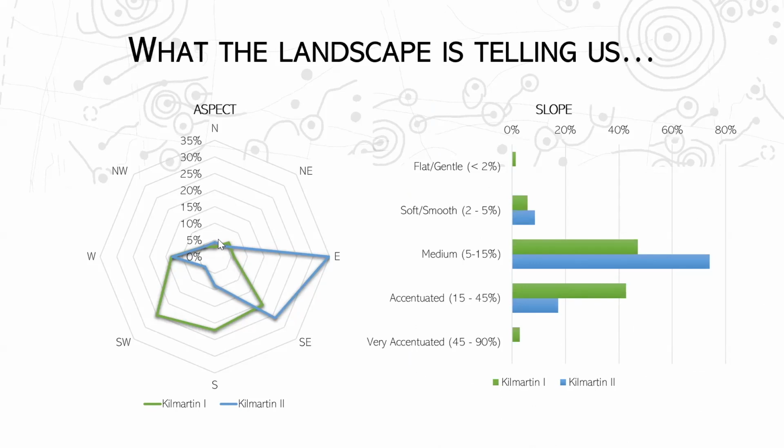Very consistently, we are finding that a large number of rock art panels are located in south-facing slopes, sometimes with some variations towards east or west, but hardly ever facing north. And this trend, which you can see in Kilmartin 1 and 2 on the graph on the left, is also extended to the whole country. We are now thinking that this choice is certainly deliberate.